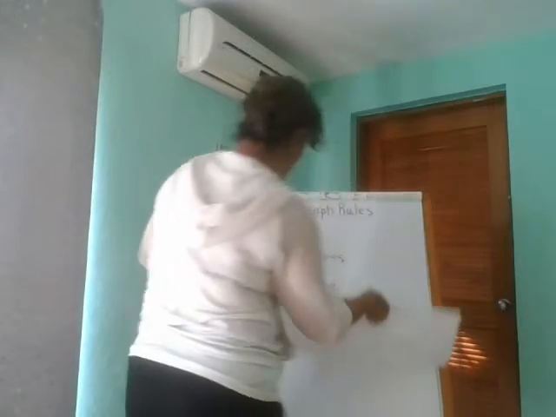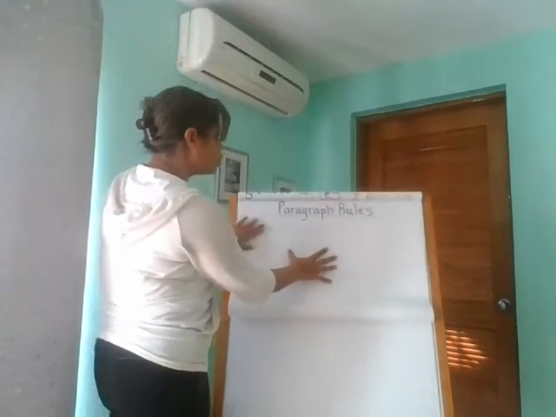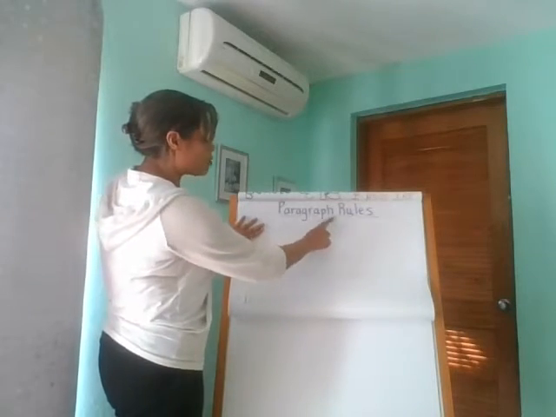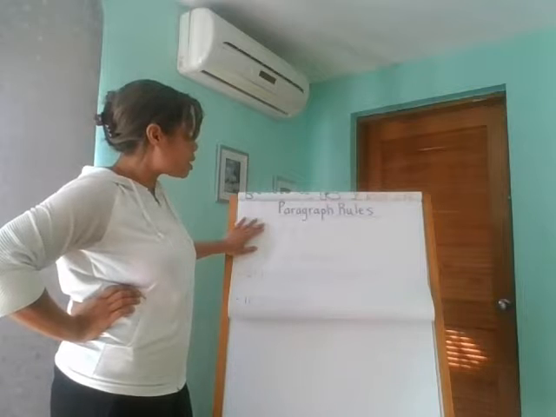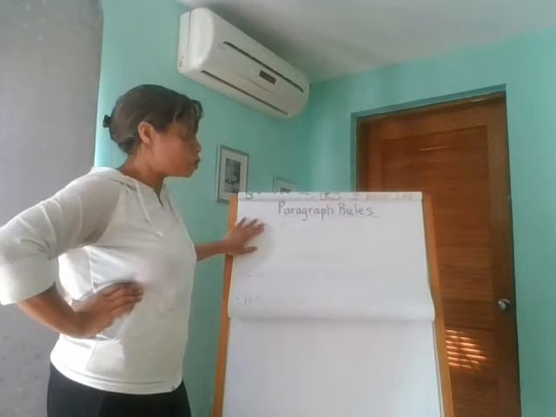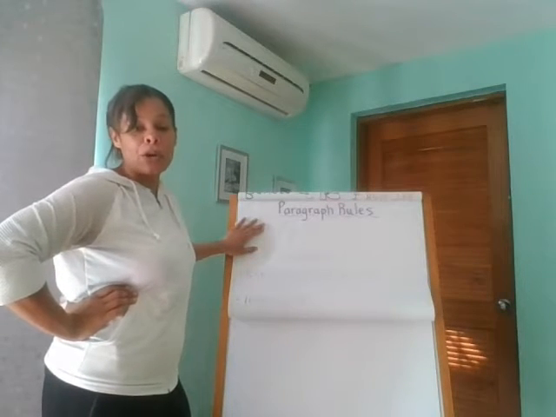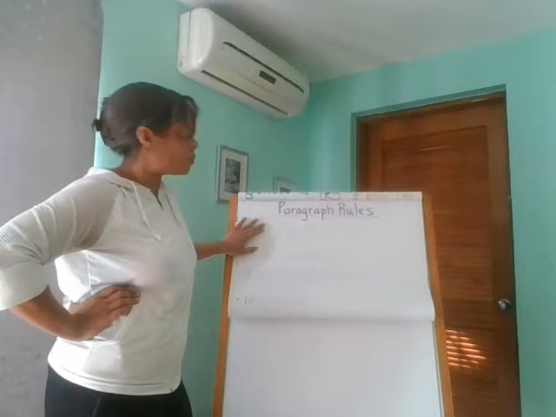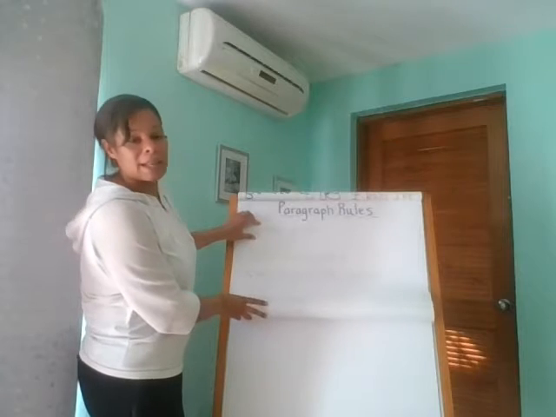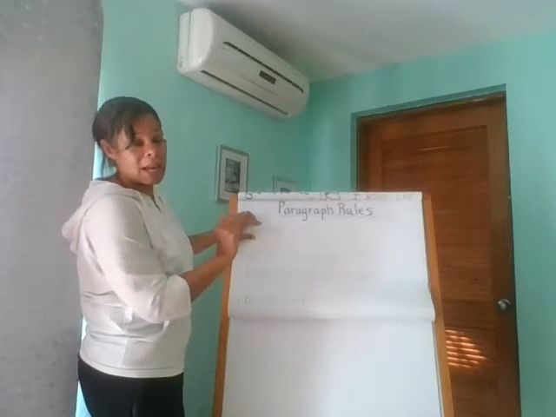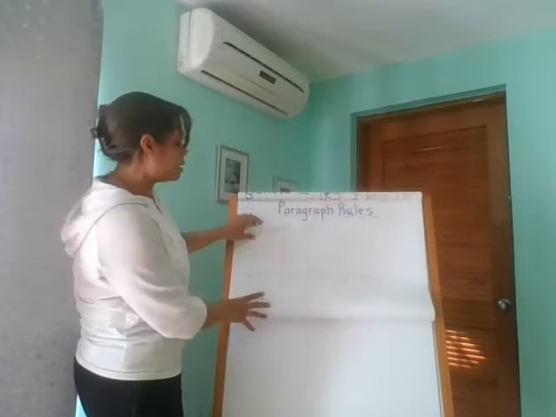So the first thing that you're going to put, just hide this, is I want you to write the title, Paragraph Rules. Okay, so write that title, Paragraph Rules. And there are some basic rules that you need to apply if you're going to be writing a paragraph. Okay, so remember, at any time if you need to put me on pause to write something down, you can put me on pause and then just press play at the end.